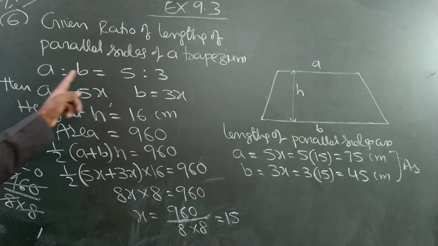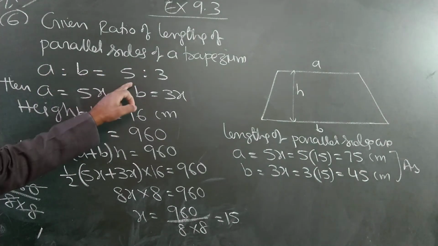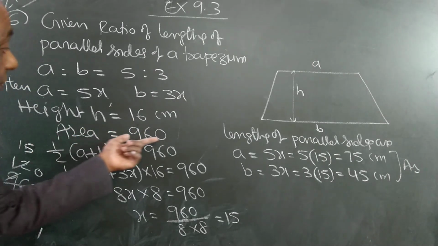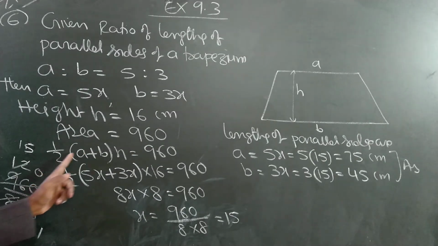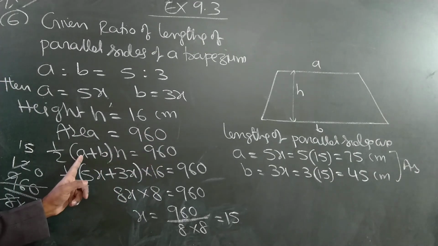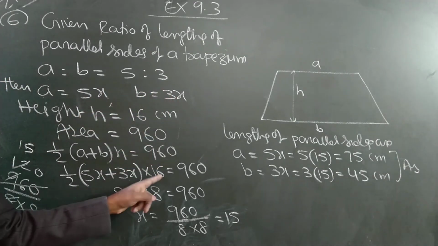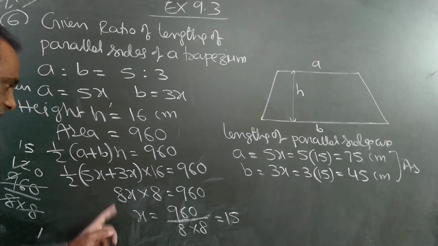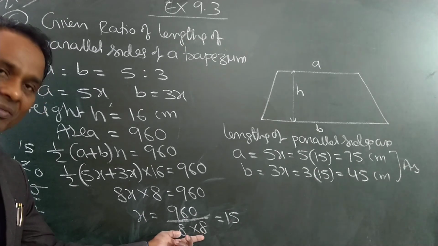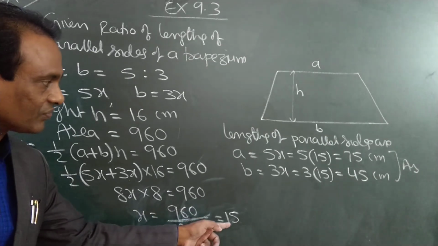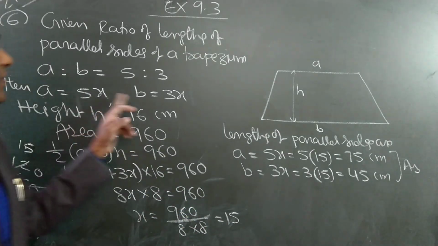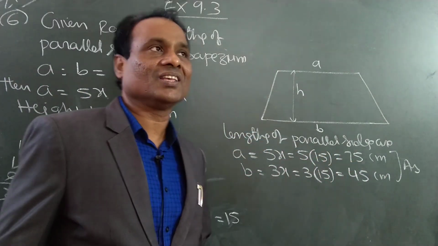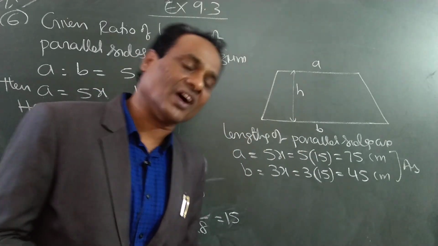So the ratio of sides is 5:3. A is equal to 5x, B is equal to 3x. Height is given as 16. Area is also given in the problem, 960. Using the area formula, half A plus B into H is equal to 960, with A 5x, B 3x, H 16. 5 plus 3, 8x into 2 8s are 16. 8 will be the denominator. Cancel, 960 by 8 into 8. You will get 15. So 5x means 5 into 15, 75. 3x means 3 into 15, 45. So the lengths of the parallel sides are 75 and 45.